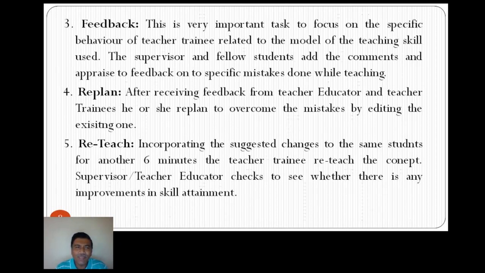Next comes, after feedback, replan. After receiving feedback from the teacher educator and teacher trainees, he or she should plan to overcome the mistakes made in the teaching session by editing the existing plan. Next comes reteach. Incorporating the suggested changes, the teacher trainee reteaches the concept to the same students for another 6 minutes. So after replan, go for reteach.